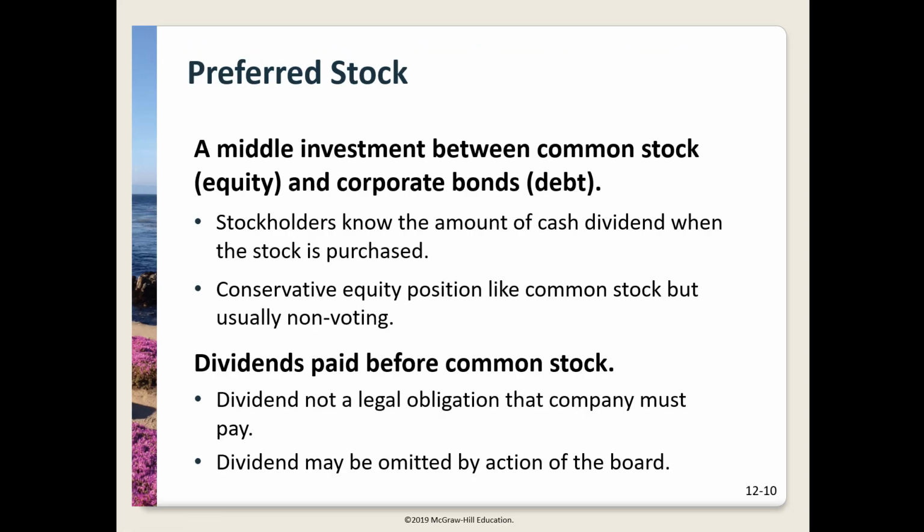Preferred stock is a hybrid. It's sort of like common stock in that it pays a dividend, but it's really more like a bond in that the dividend is typically fixed. Preferred stock has no maturity date and no voting rights.